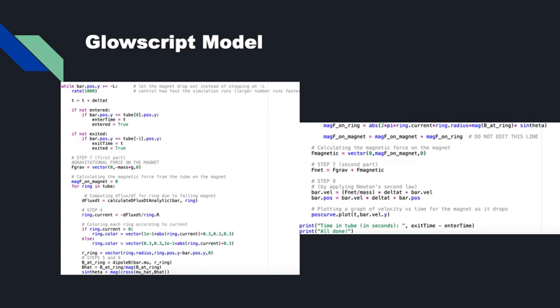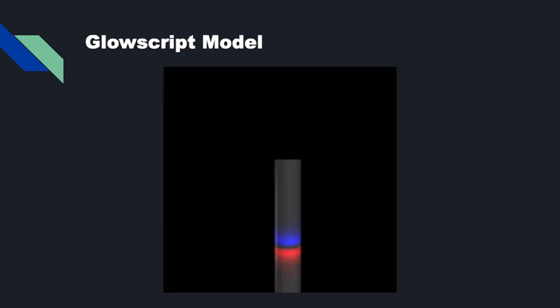The rest of it is showing the actual simulation of the magnet dropping, the gravitational force, and calculating the magnetic force and applying Newton's second law. Here is the actual model itself, with the red being the north pole, the south being the blue side, and then it falling down the aluminum tube.